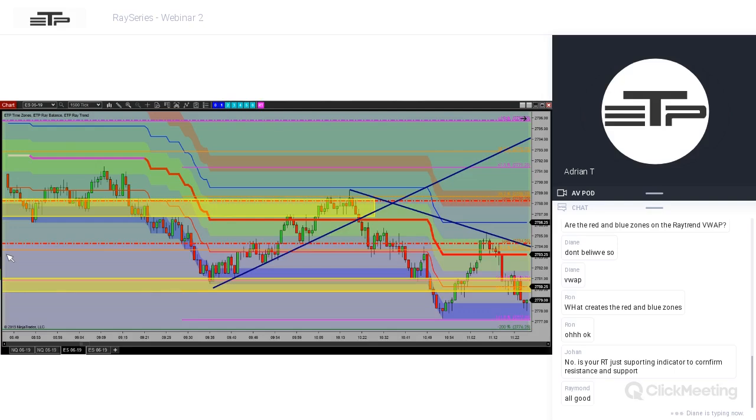Yes. RT is just a supporting indicator to add to the strength of the zones.